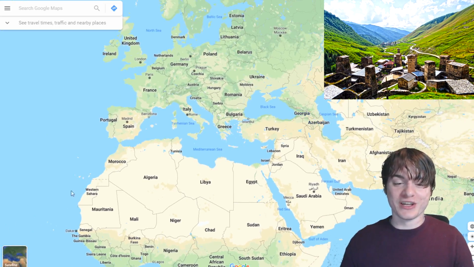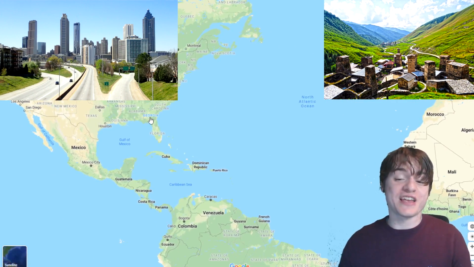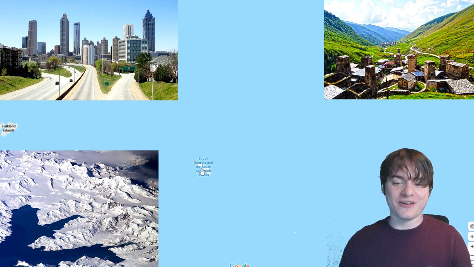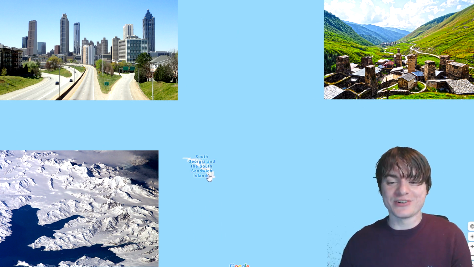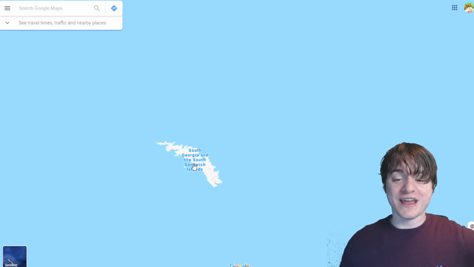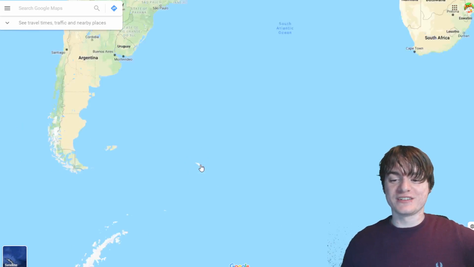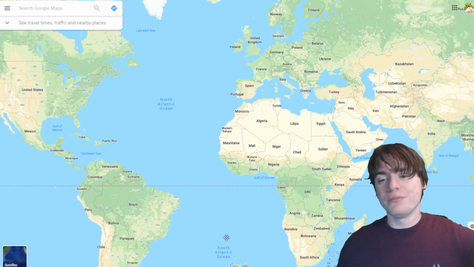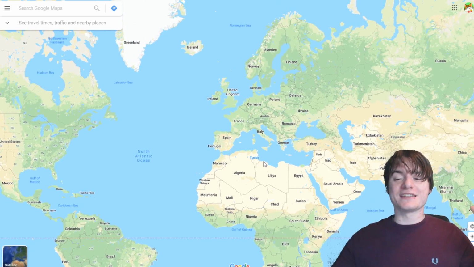So here's Georgia the country, here is Georgia the state, which has more people, and here is Georgia the South Georgia and South Sandwich Islands, which, by the way, uses South twice, which is redundant. The South Sandwich Islands do not contain any sandwiches. I think they're named after the Isle of Sandwich or something. But also, they're all named the same thing. It's a bad naming system.